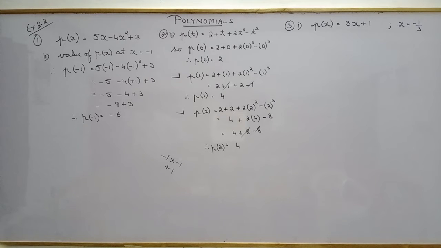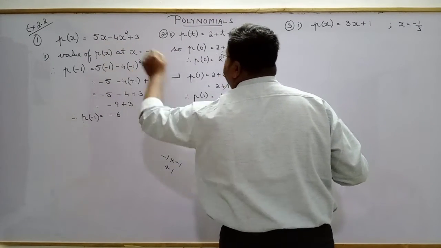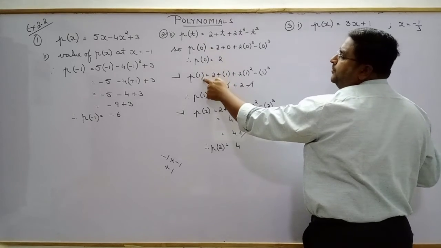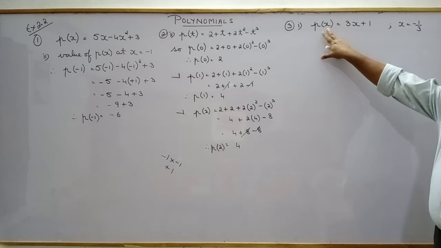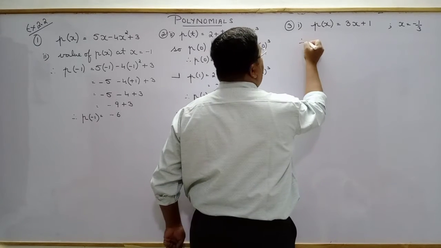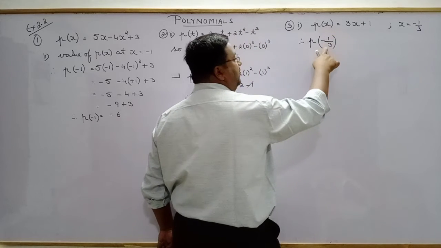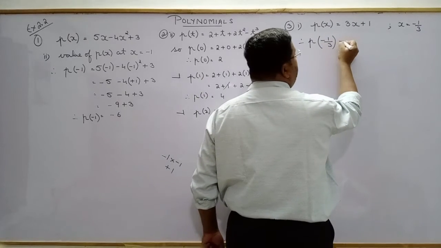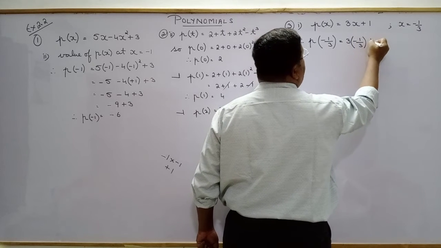Then here what are we going to do? Let us substitute this value. We found the value of the polynomial when we substituted minus 1, and when we substituted 0, 1, 2. Let us find the value of this polynomial when x is minus 1 by 3. So P of minus 1 by 3: in place of x, we are substituting minus 1 by 3. So 3 into minus 1 by 3 plus 1.